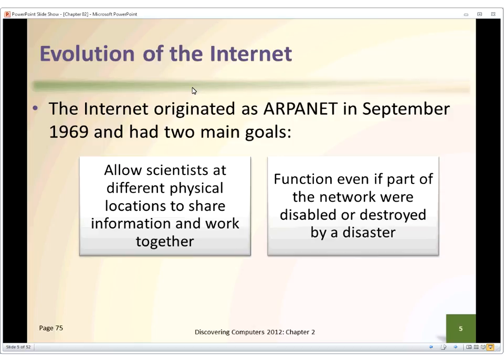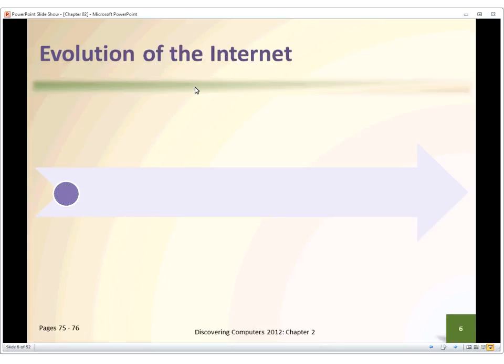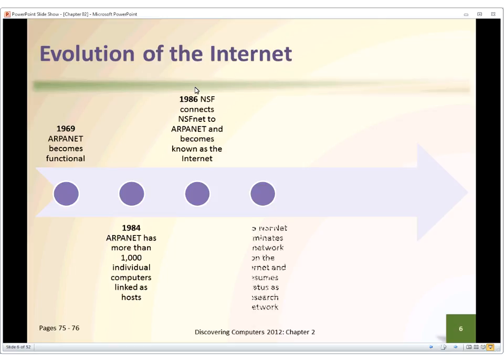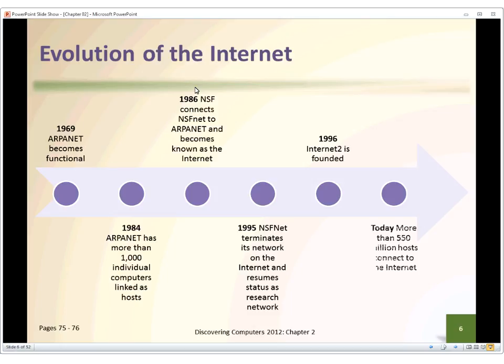So here's a little timeline on this next screen. 1969, ARPANET becomes functional. In 1984, sometime later, there were 1,000 computers connected. So in 15 years, they connected 1,000 computers. I think we have 1,000 computers connected at Ohlone alone right now. In 1986, the National Science Foundation took their network, NSFNet, connected to ARPANET to become what's now known as the Internet. So that was in 1986.